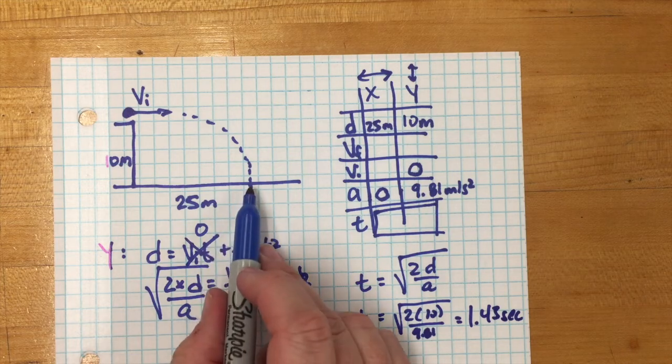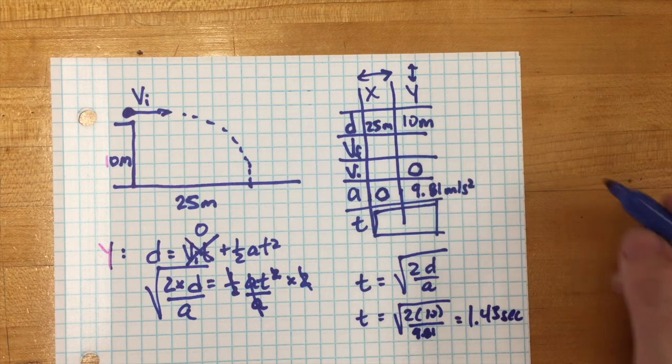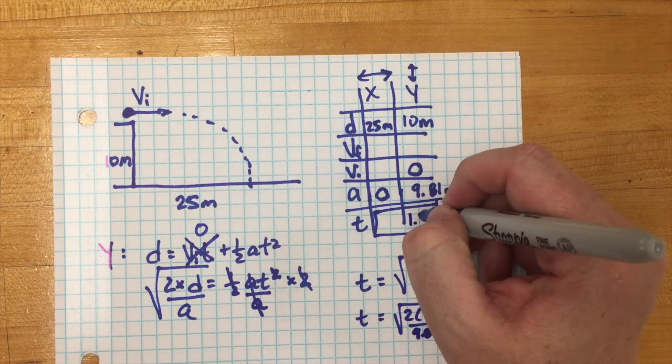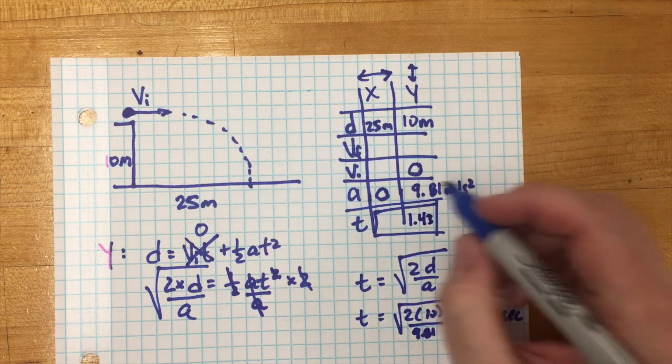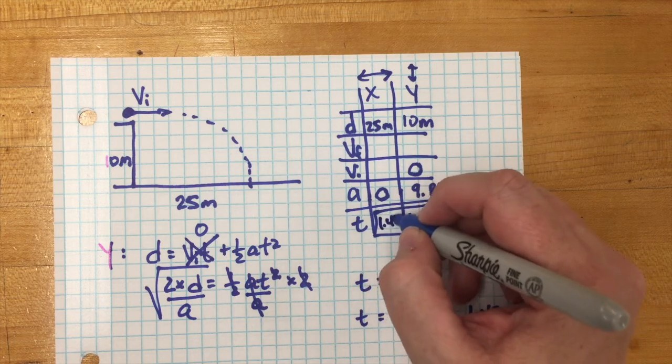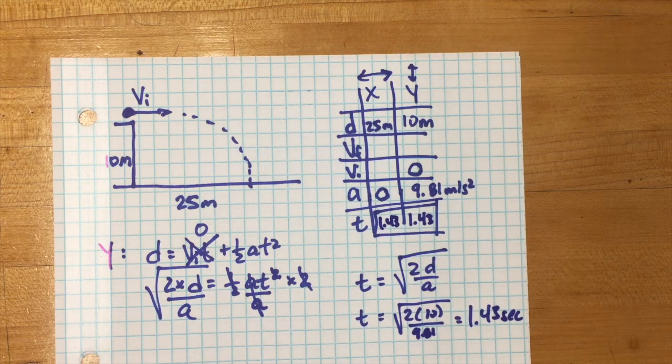This is when the ball hits. It hits both in the x and y direction. It doesn't hit differently for different directions. So I did that in the y. That's what I have there, but because it hits once, I now know the time in the x direction as well.